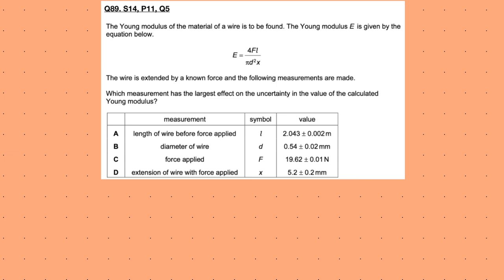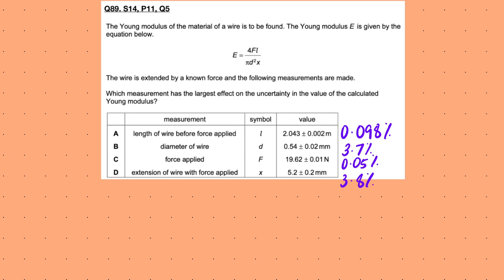Alright, so I've done this. So these are the percentage uncertainties I'm getting. This is 0.098%. This is 3.7%. This is 0.05% for F, and this is 3.8%. Now, a lot of you would be very quick to circle this value D, but it's actually the wrong answer.